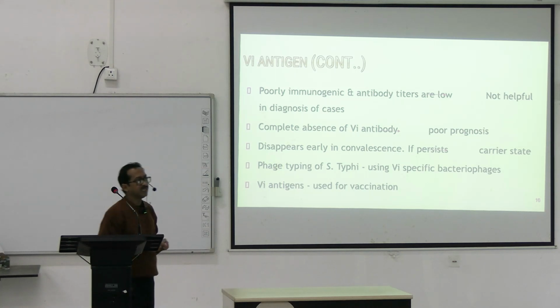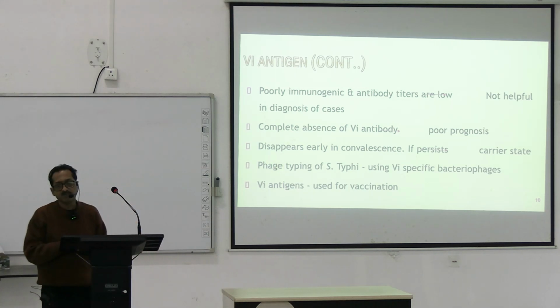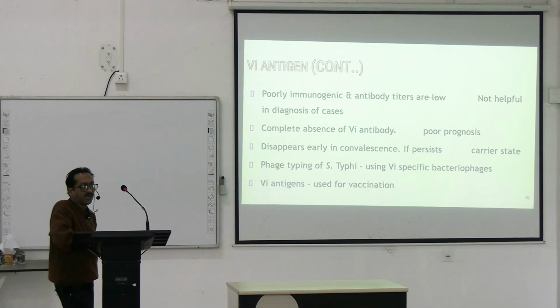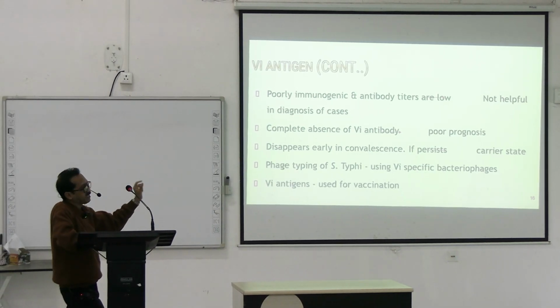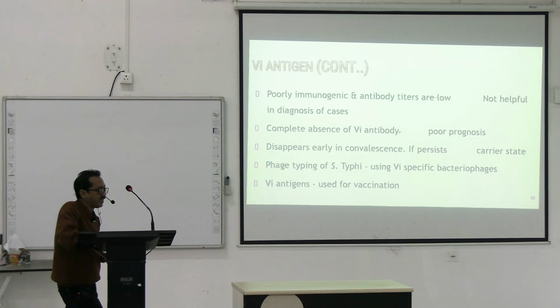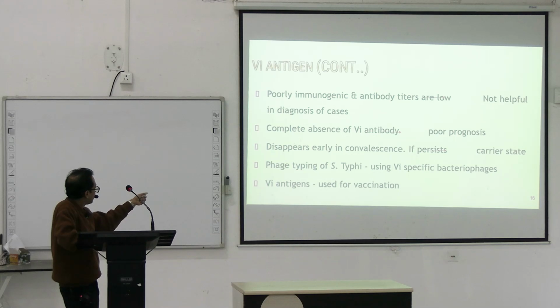Fast typing, sometimes typing, maybe a short note on typing. Fast typing of Salmonella is done by anti-Vi specific bacteriophage. Bacteriophage against Vi, so Vi-specific bacteriophages are used for fast typing. And already mentioned, Vi antigen is used for vaccination.